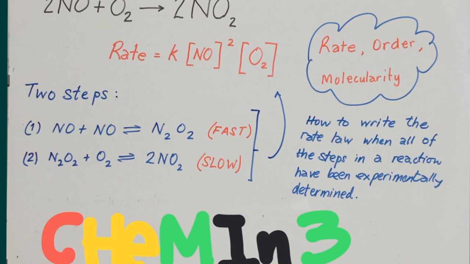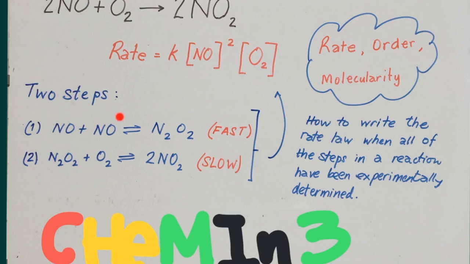But N2O2 is not a reactant, nor is it a product. So therefore it cannot be a part of the rate expression. N2O2 though is responsible for the rate determining slow step. It's one of the 2 molecular entities that create this bimolecular second step of the reaction. But N2O2 is derived from these reactants.